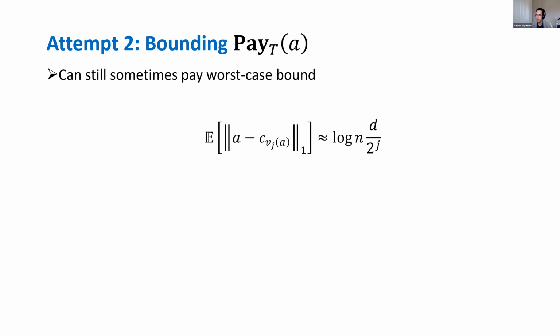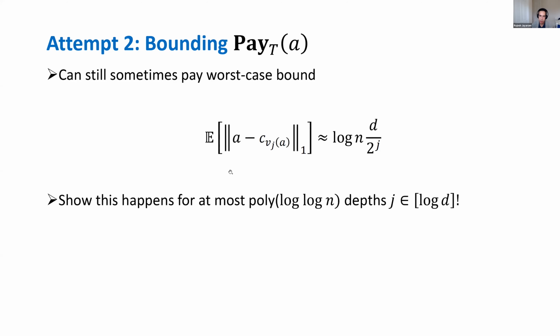the next couple of slides I'm going to explain the new idea, and I think that it should hopefully be clear from a picture. So I'm just going to restate what I said now a bit more formally. We have some point A, and we want to measure how far we expect it to be from its center of mass. And we know, as I've said several times, we can still sometimes pay this worst case bound where it's a log n factor larger than d over 2 to the j.